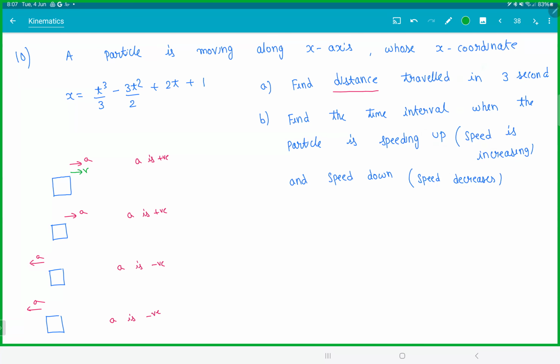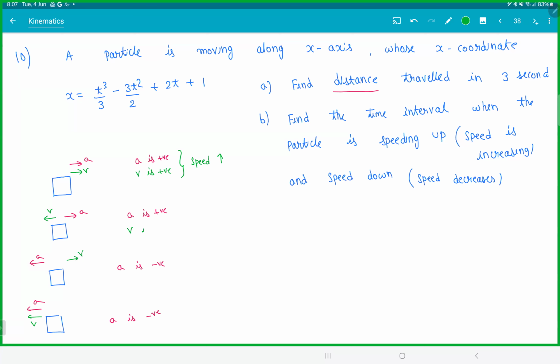Here velocity is this way. Here velocity is this way. Here velocity is this way. Here velocity is this way. So if you see velocity is positive, if you see A and V are in the same direction, so will the speed increase or decrease? Speed increases, right? So here A and V both are positive. The speed increases, this is speeding up.